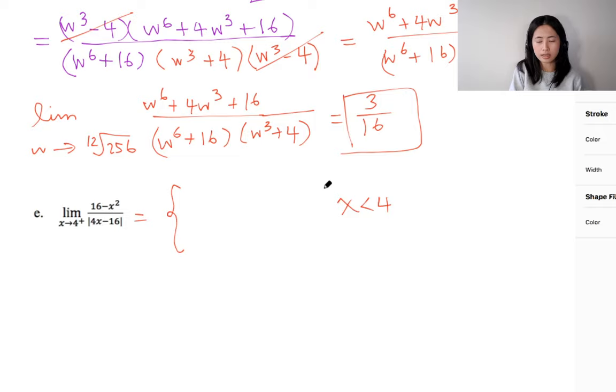So we're still going to have 16 minus x squared over, however, we're going to open the bracket of your absolute value. So we're going to get rid of this absolute value, essentially. And we're going to have negative, right? And you have 4x minus 16.